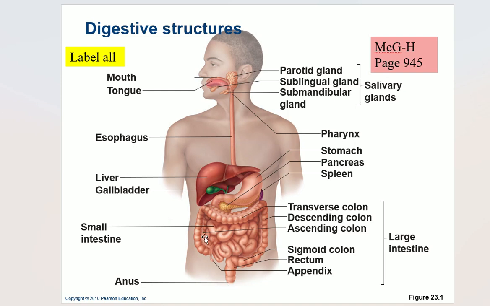But between the small and large intestine, there's this little junction right here. And that is where the appendix is located. So you can remember it. It looks like a little pigtail junction between where the small intestine turns into the large intestine. It doesn't look like much, the appendix doesn't, but you do not want that bad boy getting inflamed.